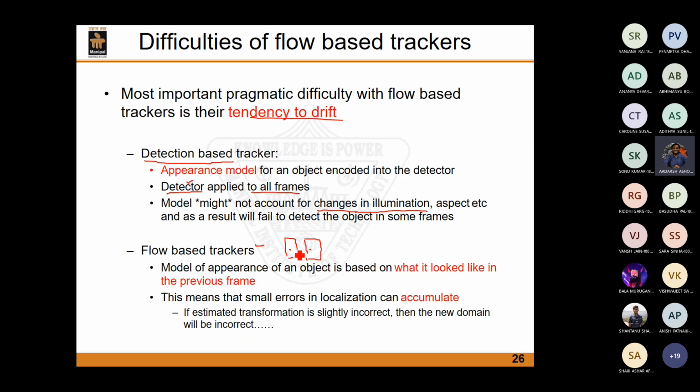So each time if there is an error, that kind of accumulates within each of the other frames, and therefore when you're trying to calculate the trajectory, there might be a tendency to drift apart. So that is one disadvantage of having the flow-based trackers, where if there is an error, that may get accumulated over the consecutive frames.